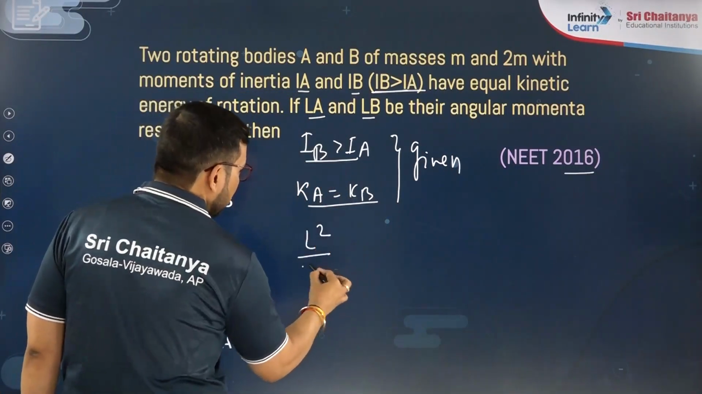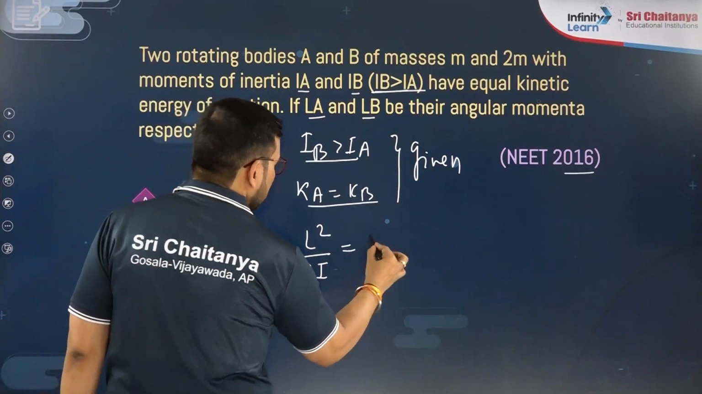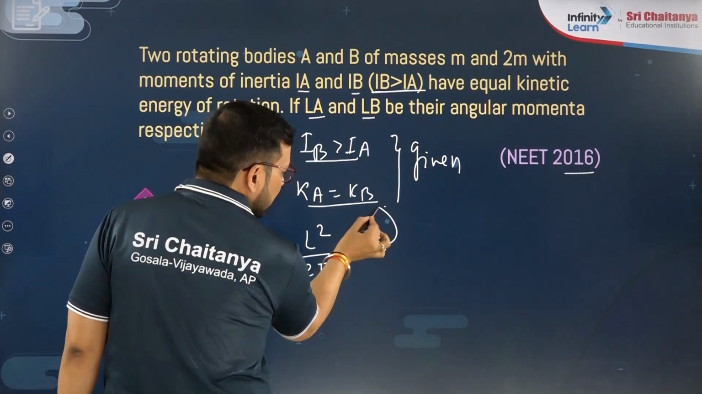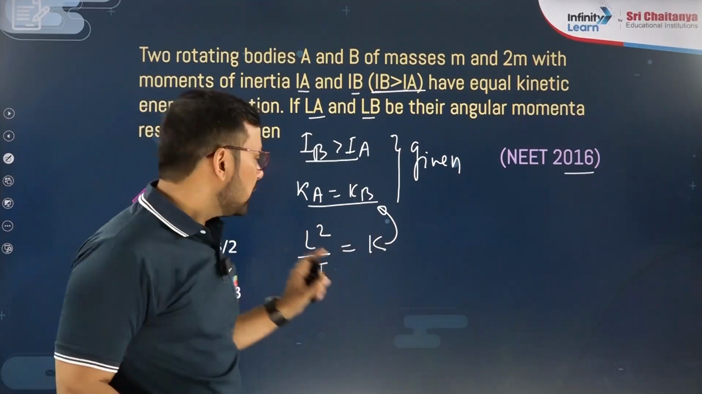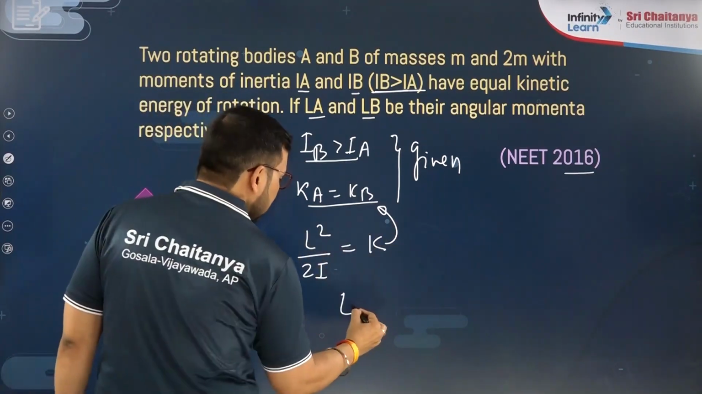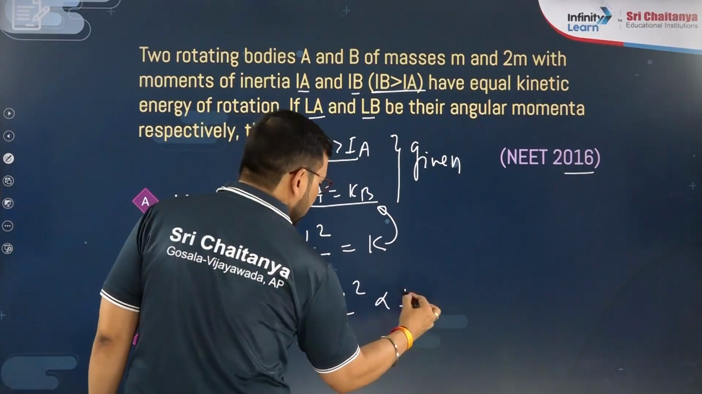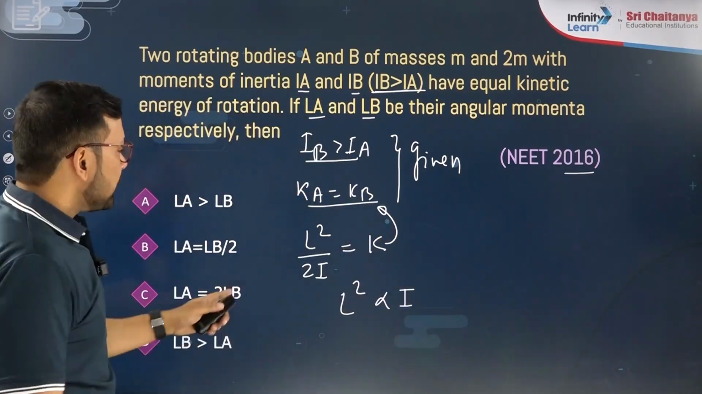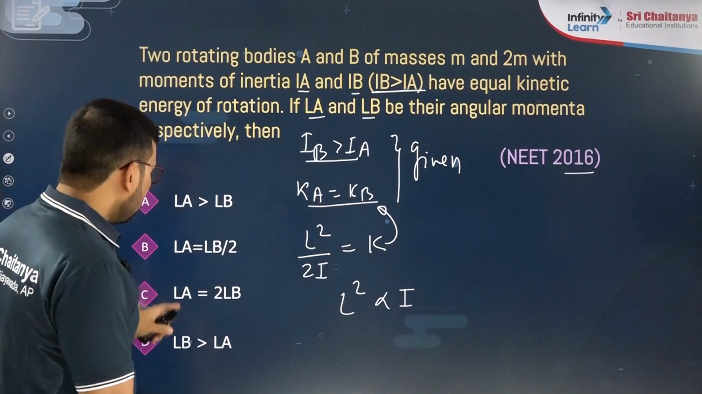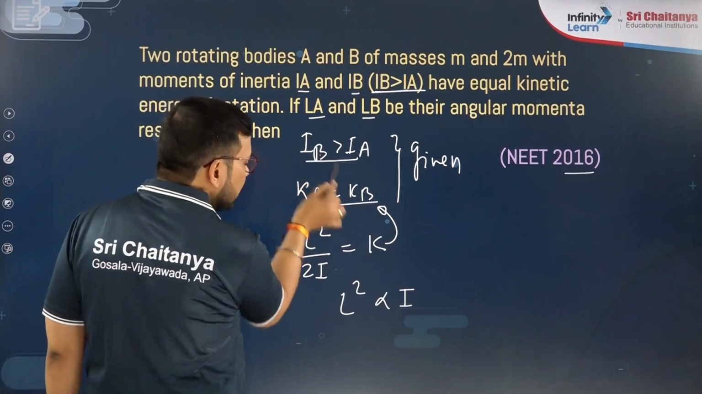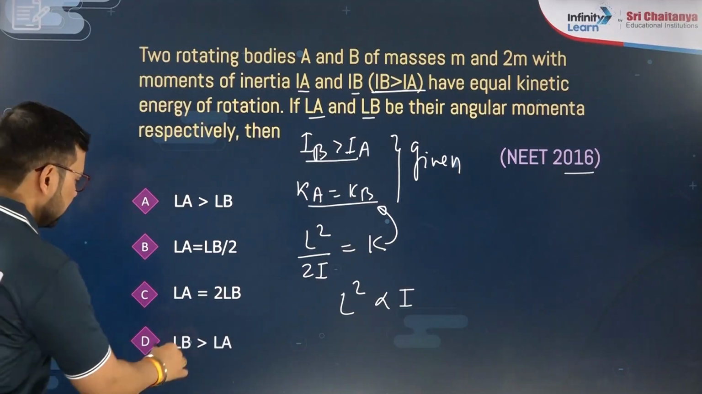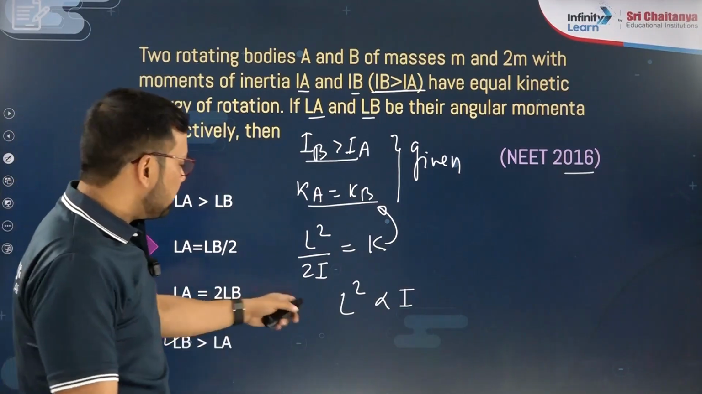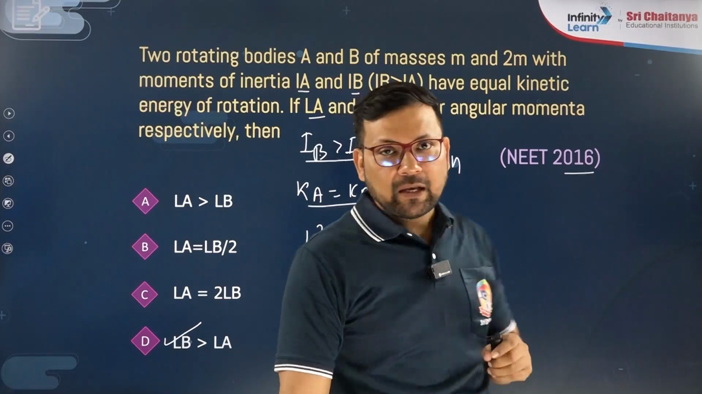L square by 2I is equal to K. But K, you can see, the question has mentioned the same, it's a constant. K is constant, which means L square is proportional to I. L square is proportional to I. Now if IB is greater, then LB will be greater, no? LB will be greater than LA.